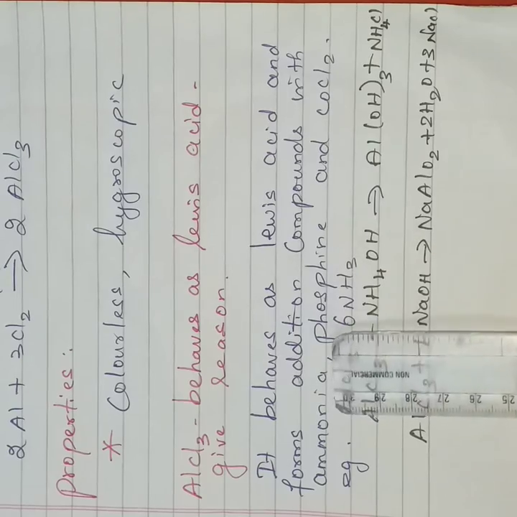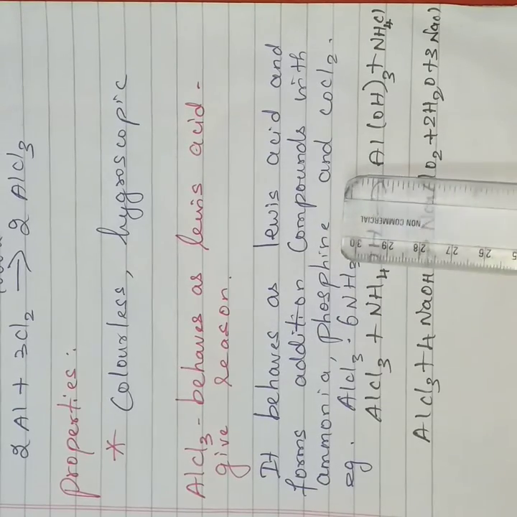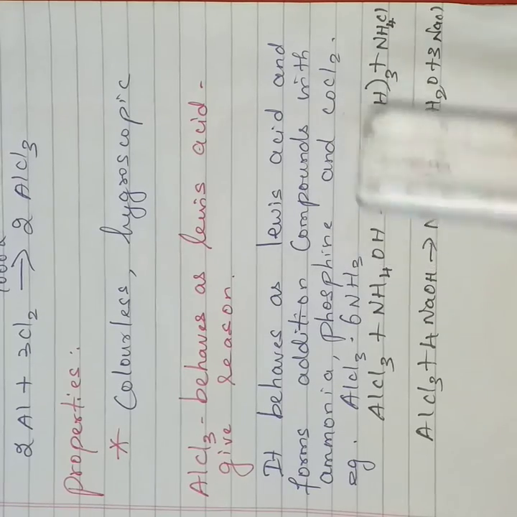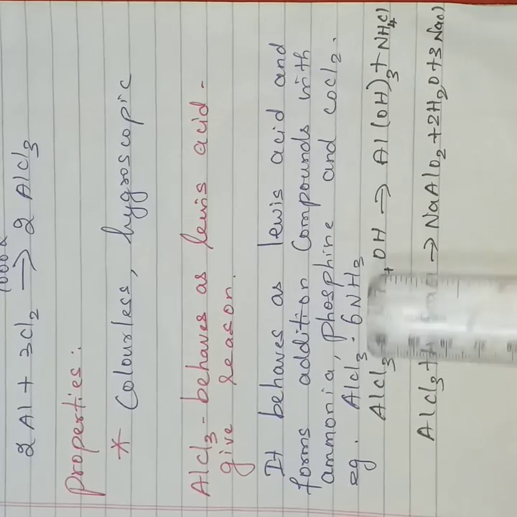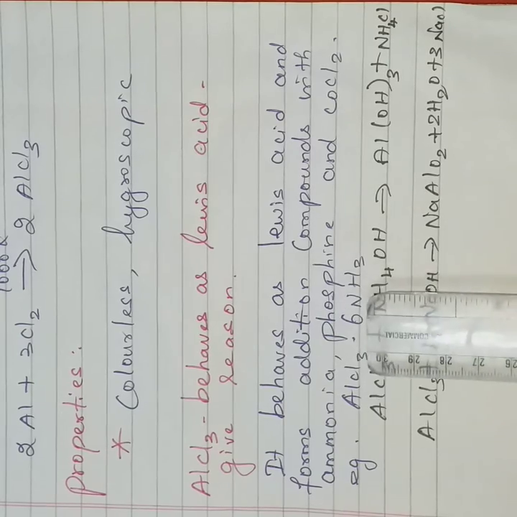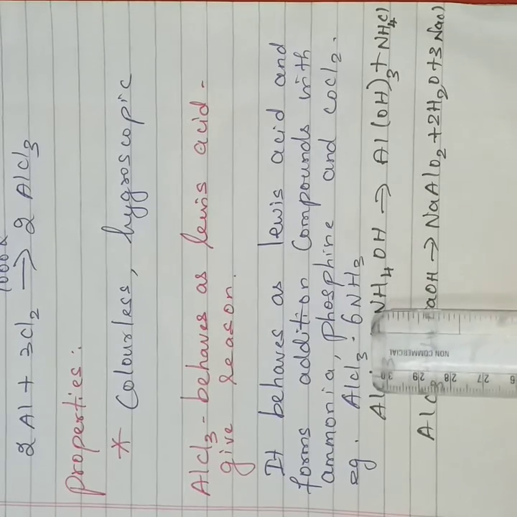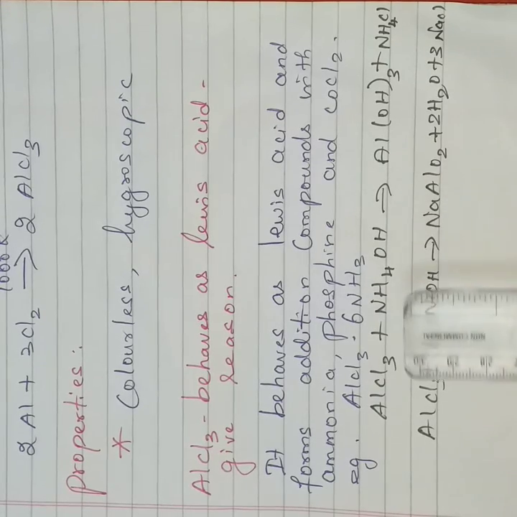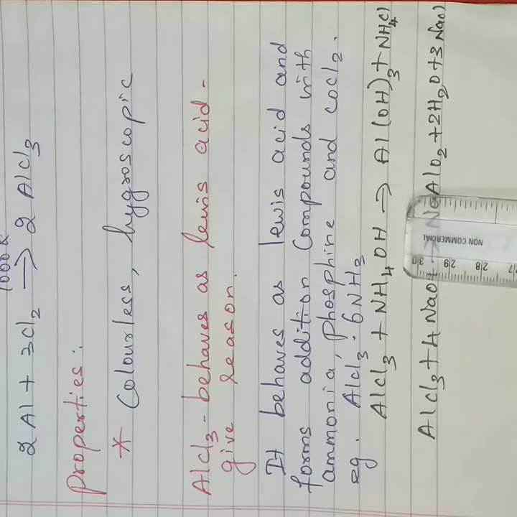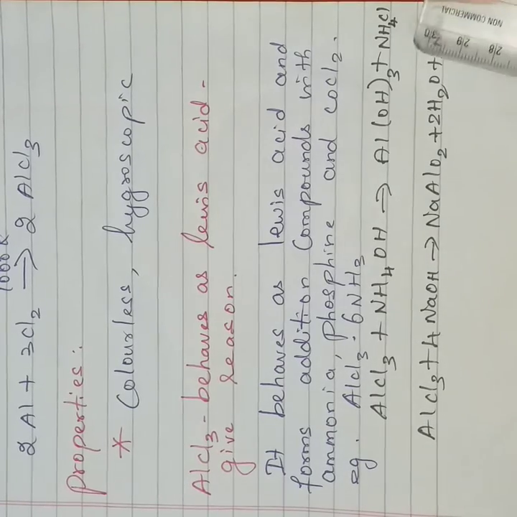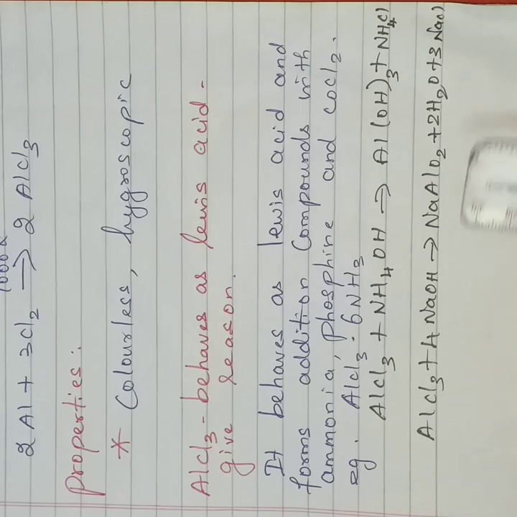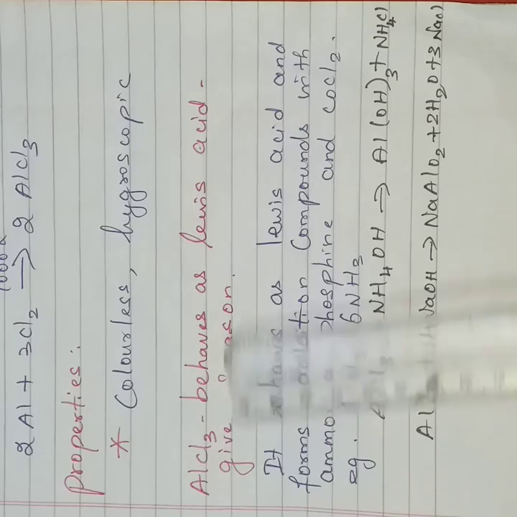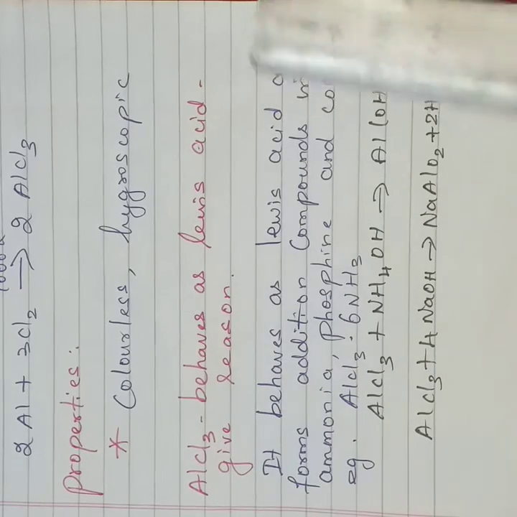That means when aluminium chloride reacts with ammonia, or phosphine PH3, or carbonyl chloride, it forms an addition compound. For example, when aluminium chloride reacts with ammonia, it forms aluminium chloride ammonate. So the formula is AlCl3.6NH3. The same reaction can also be written like this: aluminium chloride when treated with ammonium hydroxide forms aluminium hydroxide and ammonium chloride, or with NaOH it forms sodium metaaluminate. So these two reactions explain that aluminium chloride behaves as a Lewis acid.